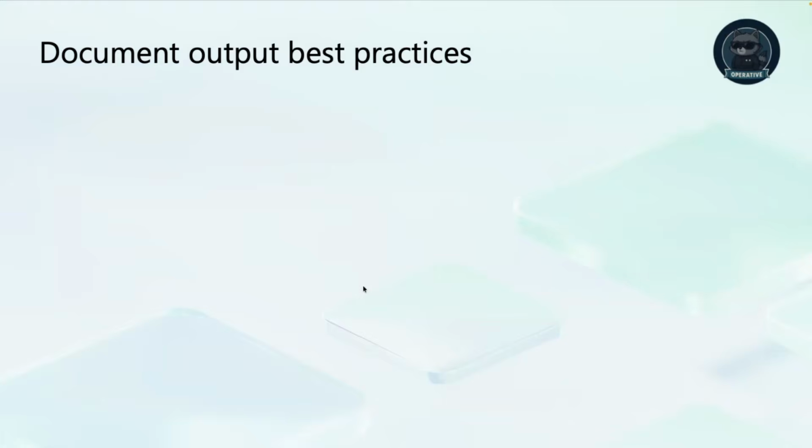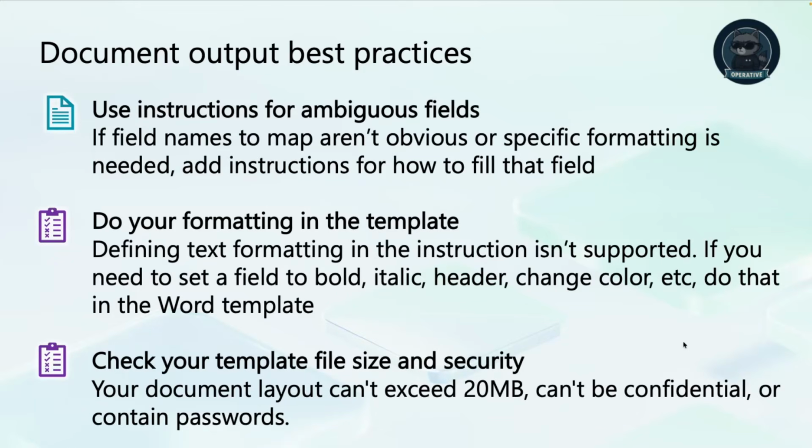But what we're going to focus on is really the AI prompt capability in the document generation, because for the scenario we're going to be looking at, we need it to produce the same thing every time and fill in our template. So a few best practices when you're using this capability: the big one is to watch out for your template file size. It can't exceed 20 megabytes, and it can't be confidential or contain passwords. So that will get you into trouble if you're trying to do that.